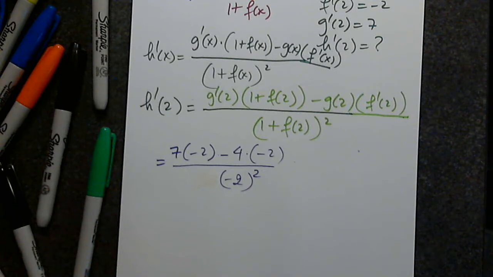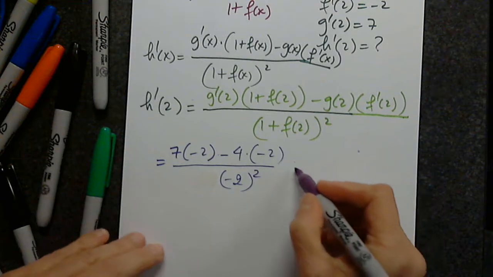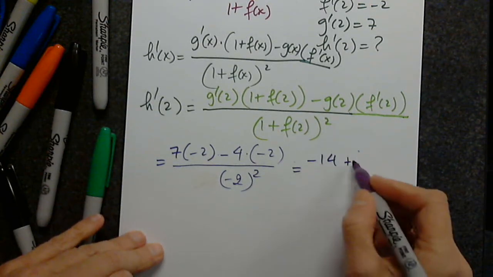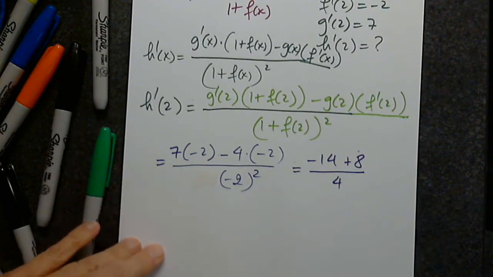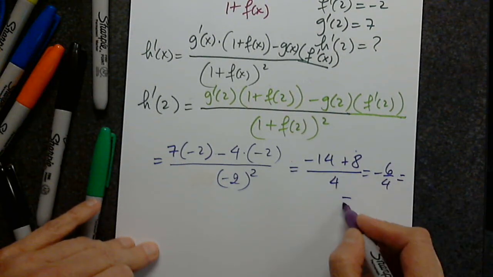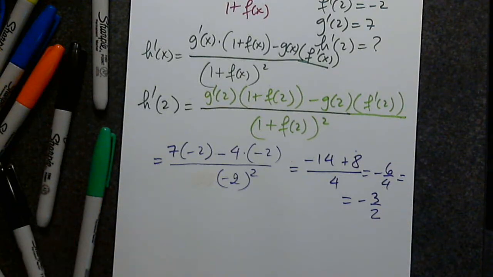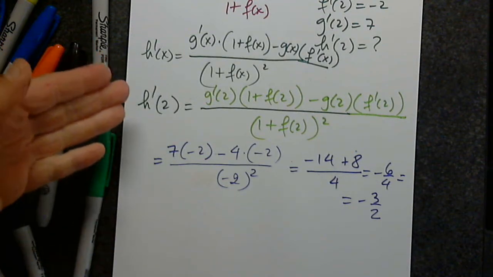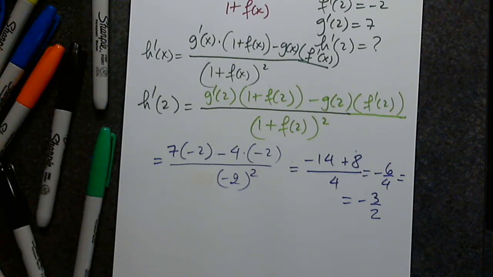It was 1 minus 3, so it's negative 2 squared. So then the top is negative 14 plus 8, divided by 4. So that is negative 6 over 4, or negative 3/2. So the rate of change of function h at 2 is negative 3/2. The slope of the tangent line to the graph of h at 2 is negative 3/2, or the instantaneous velocity, if you want, at 2 for function h is negative 3/2.